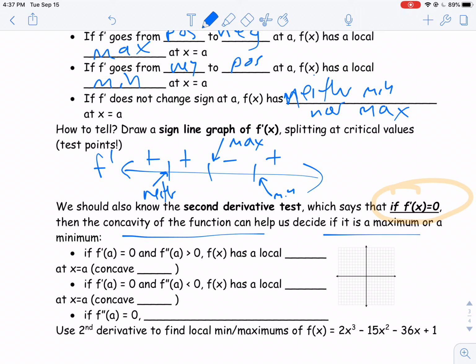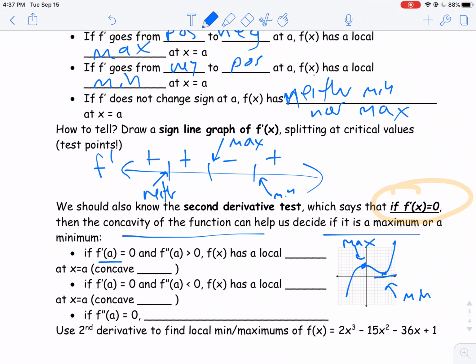So think of an example, right? If you have something that looks like that, we see 2 points where we have a slope of 0. At that point where we have a minimum, we're concave up. At this point where we have a maximum, we're concave down. So this is a useful tool.